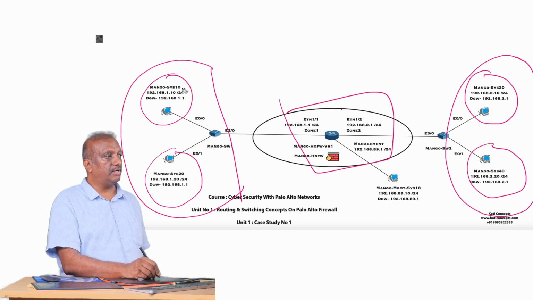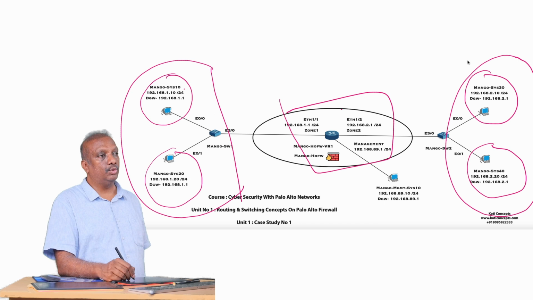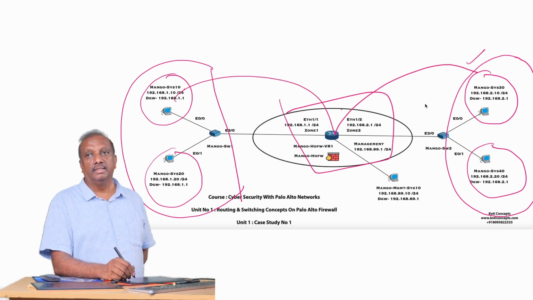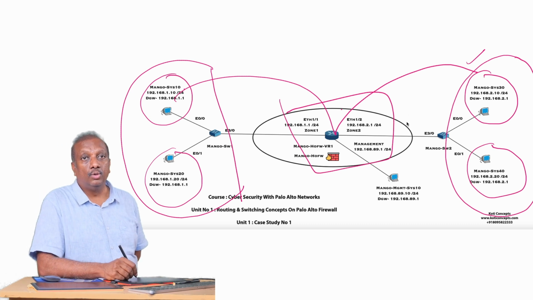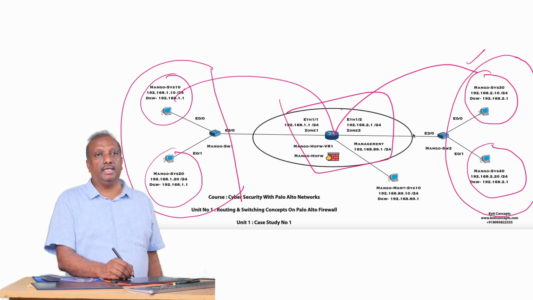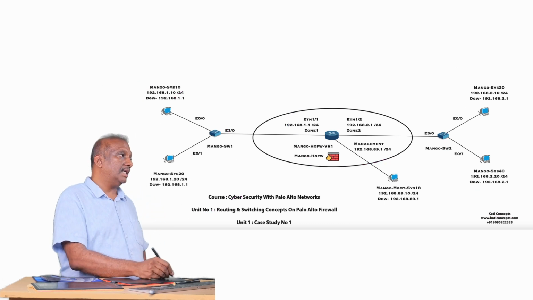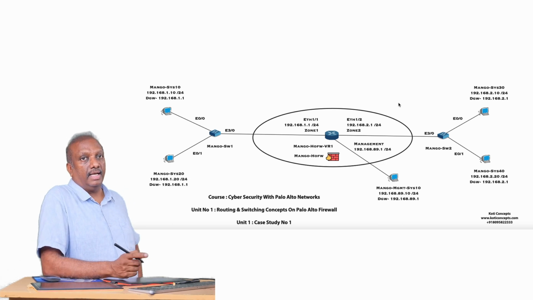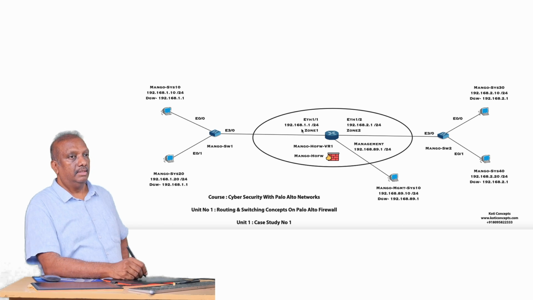So when a system here wants to send a packet to 2.10, the packet has to go through the router, right? We'll see how to allow the packet to go through the virtual router running on the firewall from one area to the other. So this is the diagram we are going to work with. We understood all the concepts in the theory class. This is why now we are trying to do the lab practice.